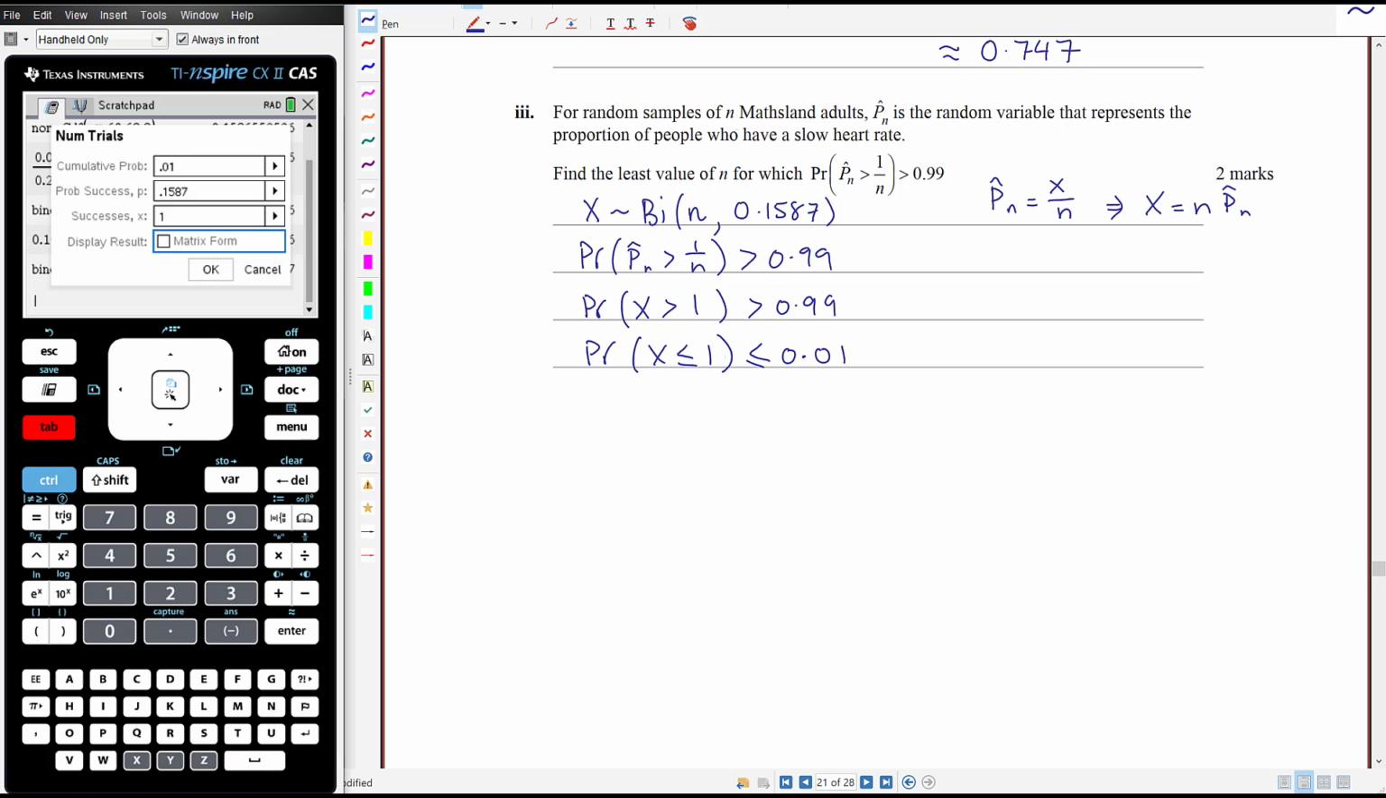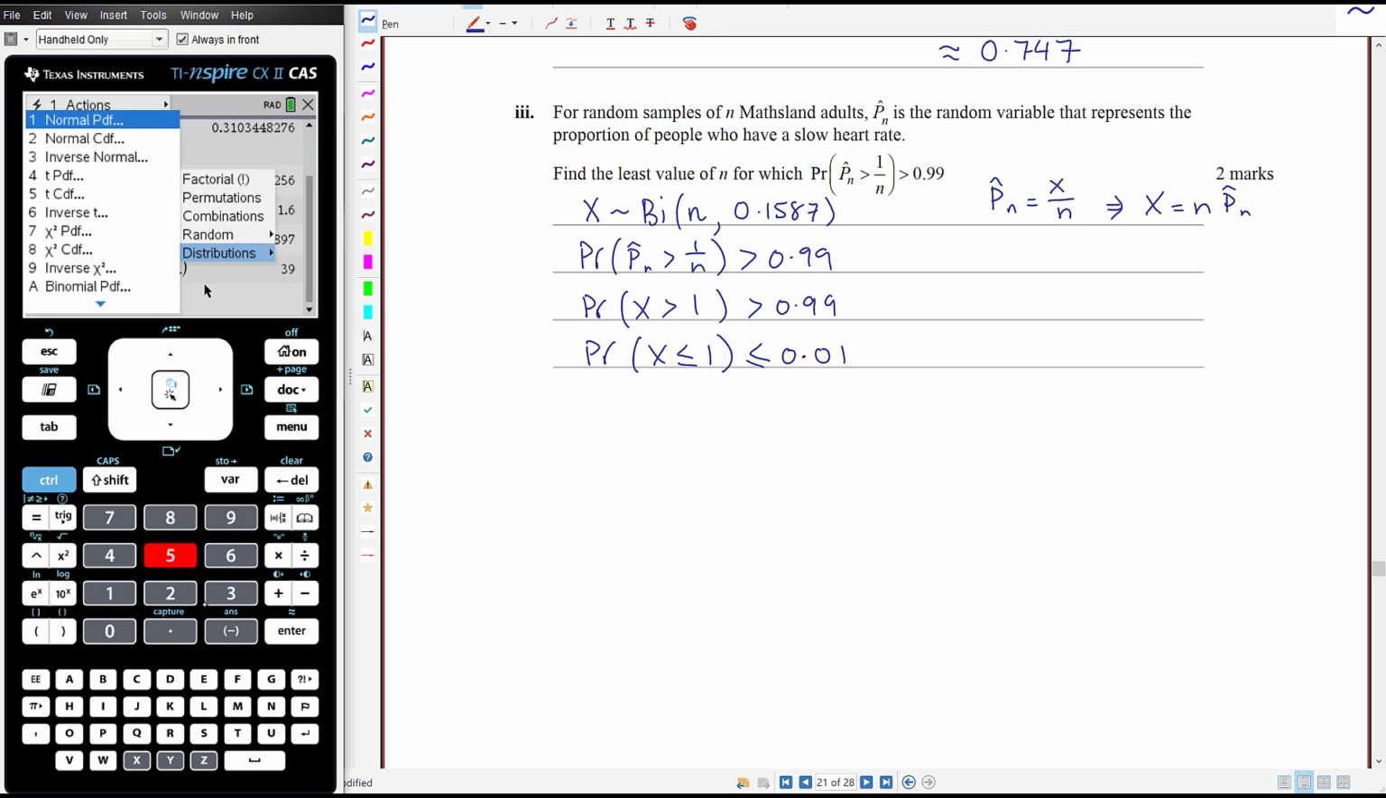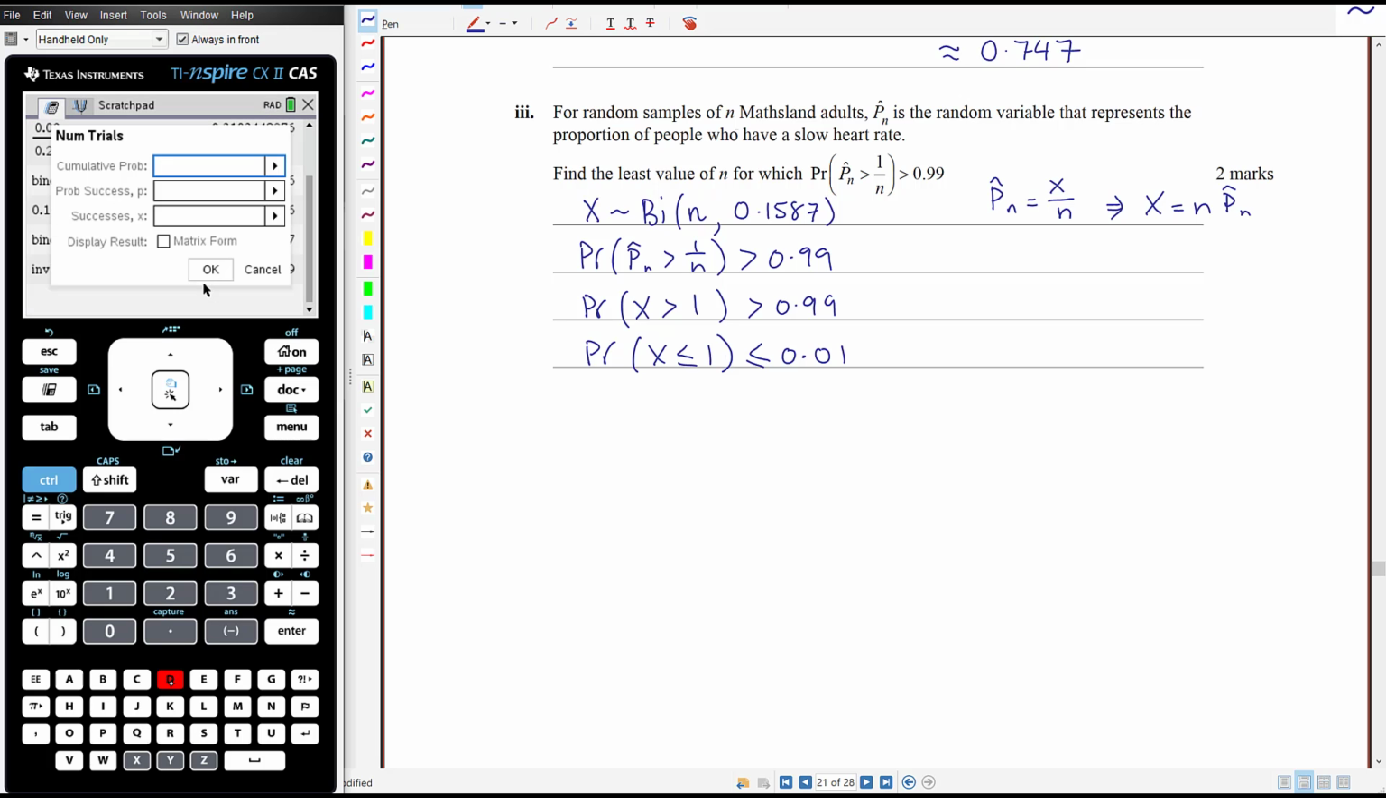And we can display our answer in matrix form if that helps, just to see, but up to you. So this tells us that n needs to be 39. If we did display our answer as a matrix, let me just do that again. So 5, 5, D, cumulative probability is 0.01, P is 0.1587, probability successes is 1.